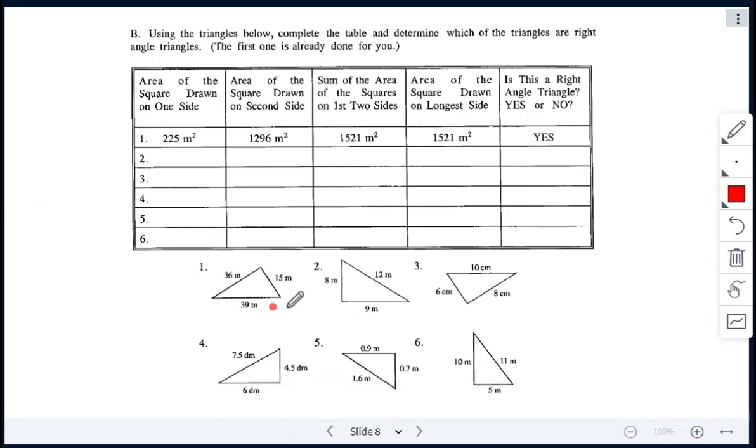All right, so now if you take 39 squared, you should also get 1521. Remember, 39 squared is 39 times 39. Did everybody get 1,521? Yeah, that's what you should be getting. So therefore, is it a right triangle? Therefore, yes, it is a right triangle.